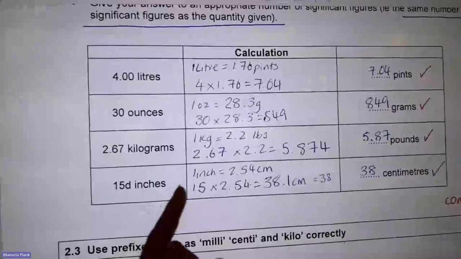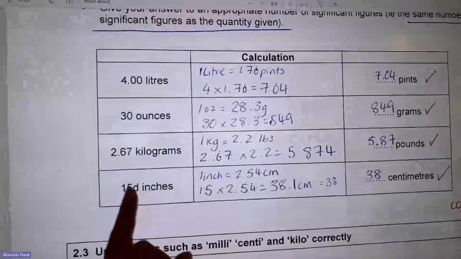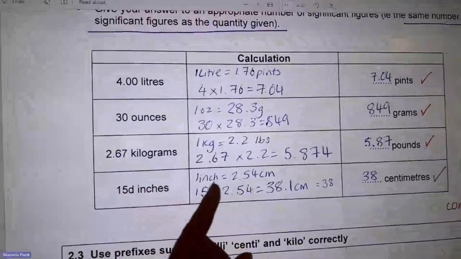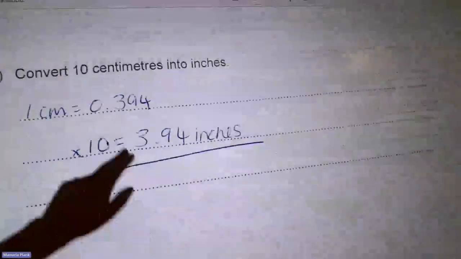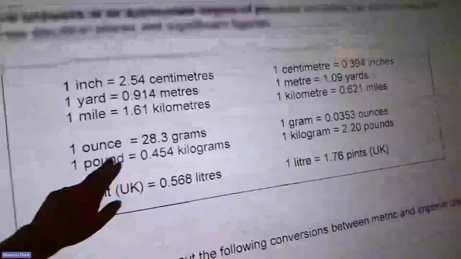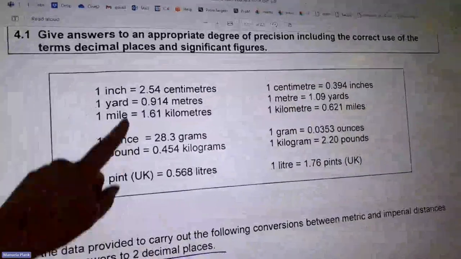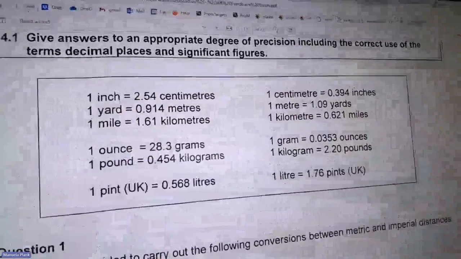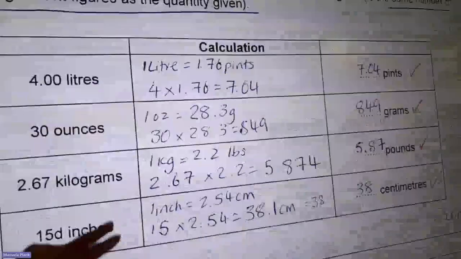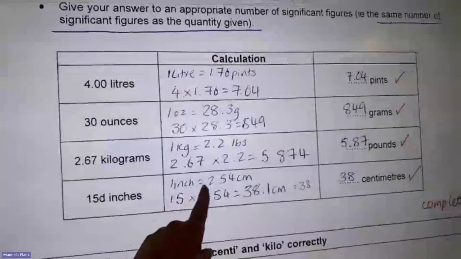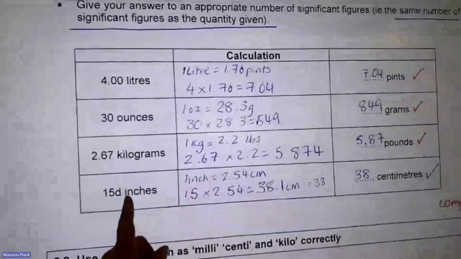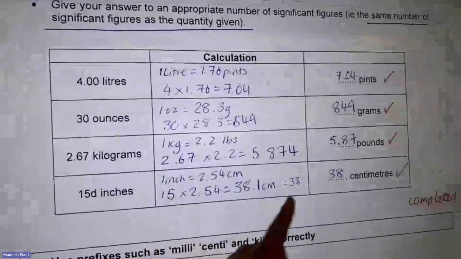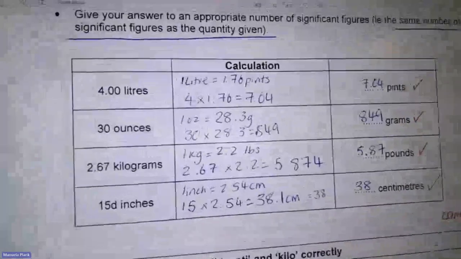These are 15 inches. Forget the D, I don't know what that is. So 1 inch is 2.54. Again, where do you always look up these numbers? You do not invent them, they're in here. So you look up here 1 inch in centimeters, 2.54. And you can see she's written down here 1 inch is 2.54. And then times 15, because we want to know how many centimeters are in 15 inches. And then you get the answer.